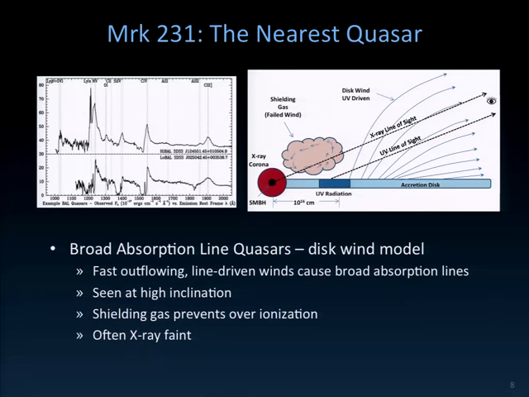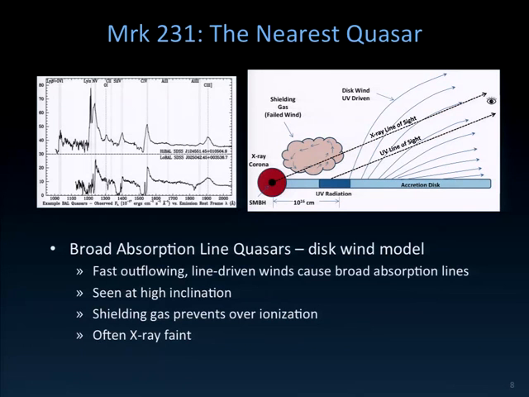The generic model for these broad absorption line quasars is that you have a line-driven wind, and because we're looking at fairly high inclinations, we're looking through this disk wind, and that's why we're seeing the absorption lines. But here in the center, we have a very powerful quasar, and these winds are line-driven, and in order not to completely over-ionize the material, you have to somehow shield this central source. And so a shielding gas or failed wind is invoked in order to do this.